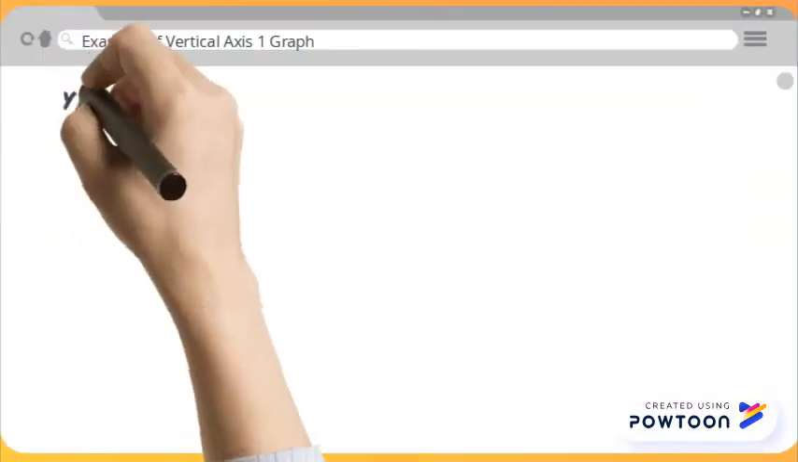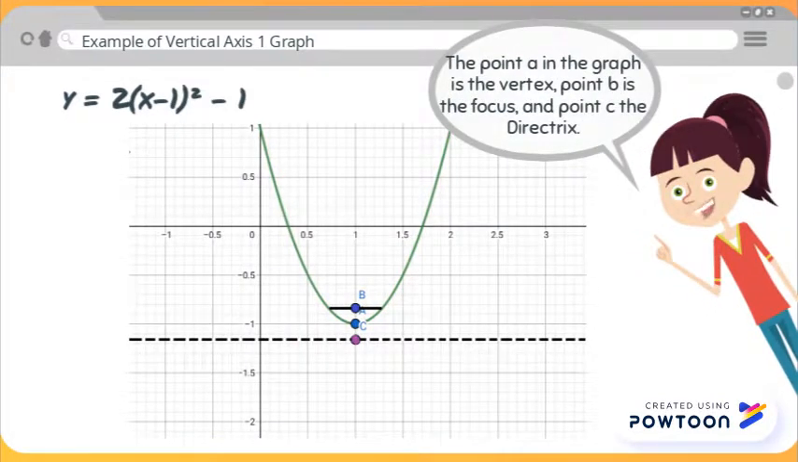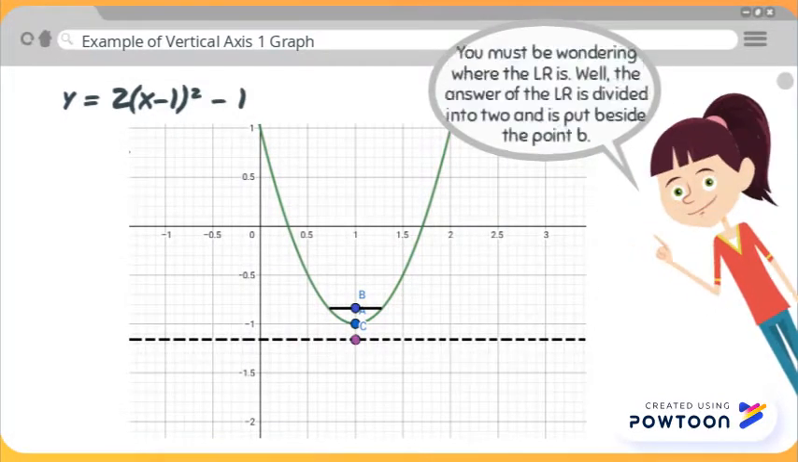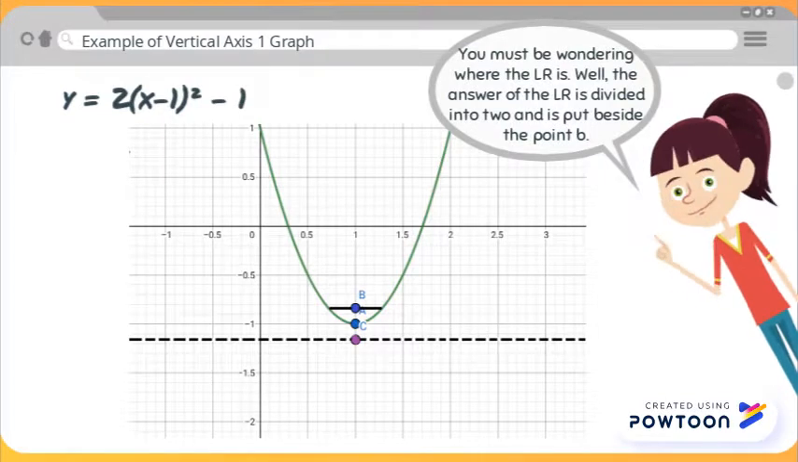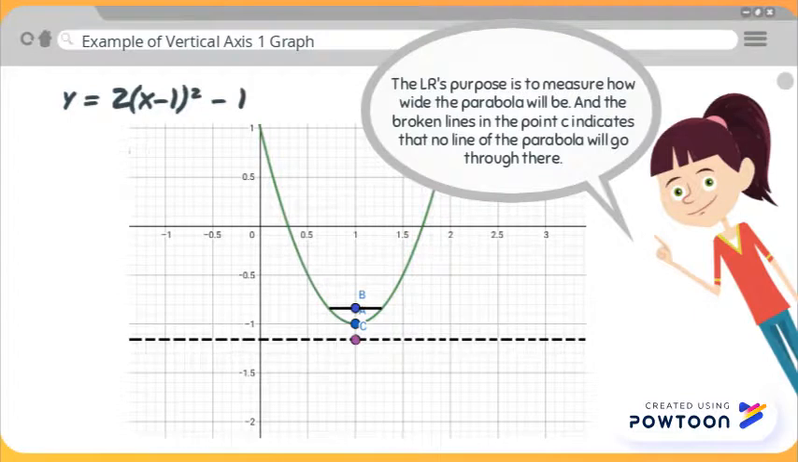Point A in the graph is the vertex, point B is the focus, and point C the directrix. You must be wondering where the LR is. Well, the answer of the LR is divided into 2 and is put beside the point B. The LR's purpose is to measure how wide the parabola will be, and the broken lines in the point C indicate that no line of the parabola will go through there.